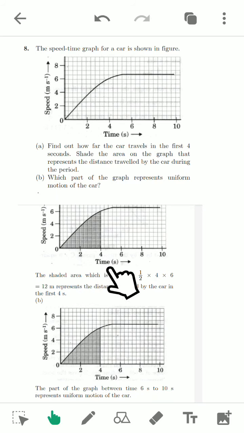Then the second part of the question, which part of the graph represents uniform motion? The car is in uniform motion means the speed remains the same. So from which point is the speed coming the same? See, from 4 to 6 there is a little change, but after reaching the 6th second, this is straight. That means the part of the graph between the time 6 to 10 seconds represents uniform motion of the car.